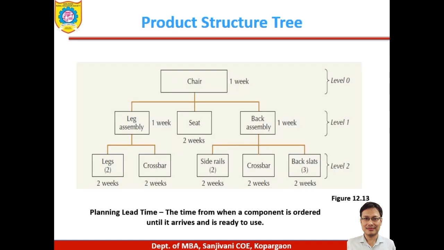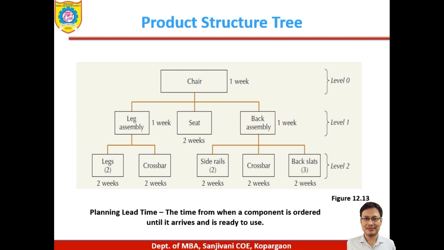Now, let us try to draw a product tree of the particular chair which we are talking about, and let us find out the time horizon or the time taken to assemble this chair. Let us try to break down the chair into its component and subcomponents. The first level of subassembly of chair will consist of these three subassemblies, which comprises of a leg assembly, a seat, and a back assembly.